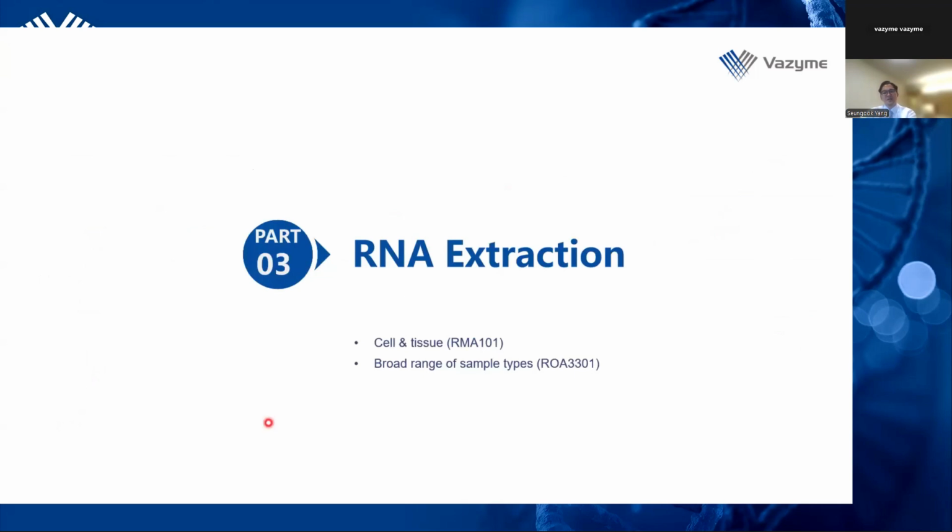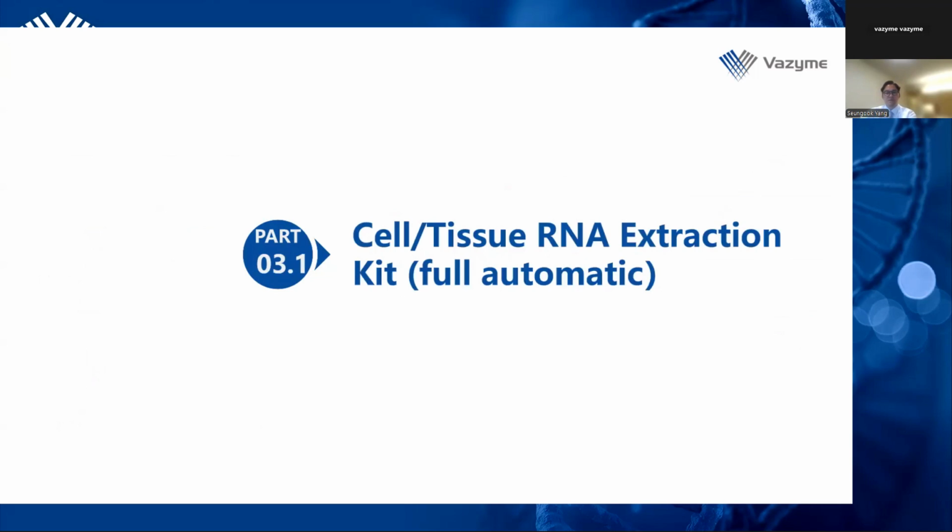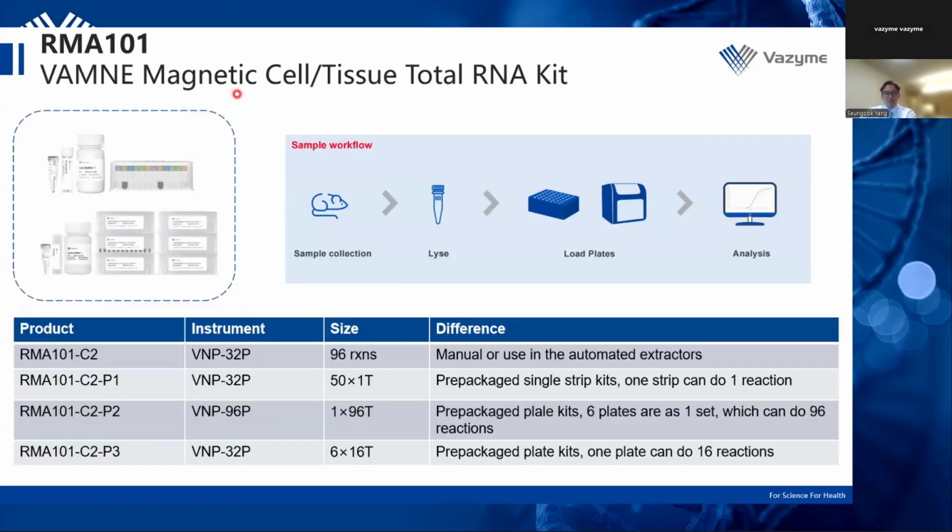So now let's take a look at more details about the automated RNA extraction solutions. So the RMA101, this kit is used for total RNA extraction from cells or tissues. And the workflow is simple. So collect the sample, lyse the cells, load into the plates and let the machine run. Then you analyze the RNA. And there are 4 formats of the RMA101, depending on your sample number and your needs. You can pick and choose.